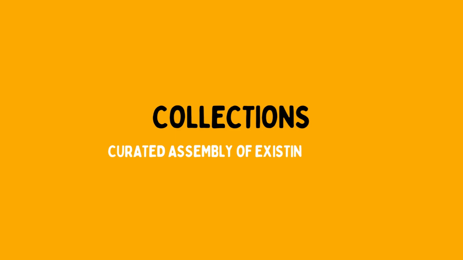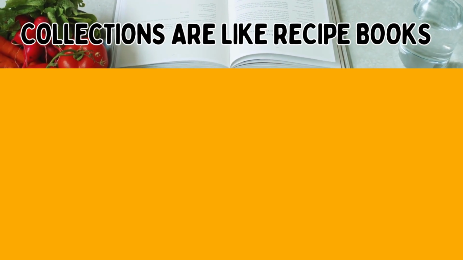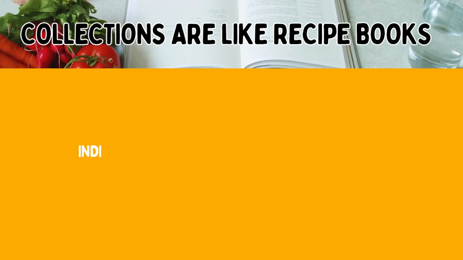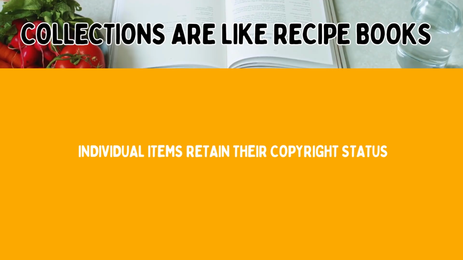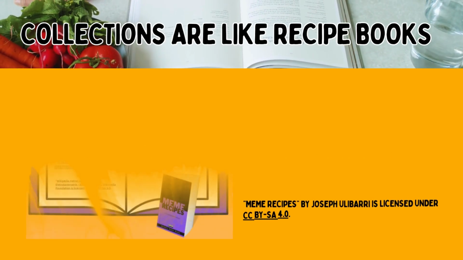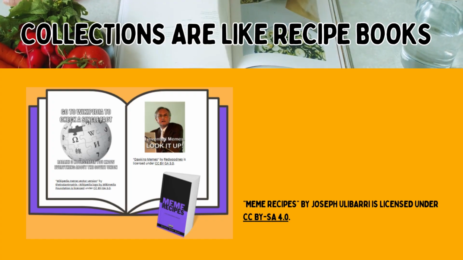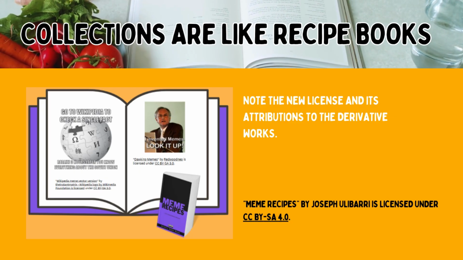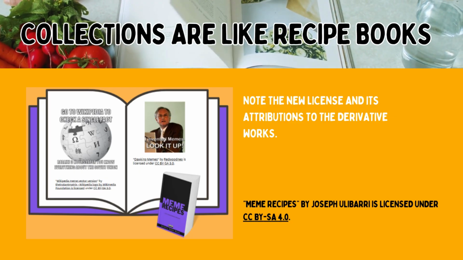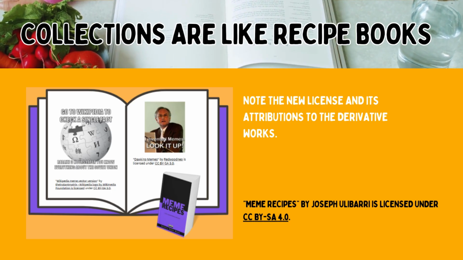A collection is a curated assembly of existing works, often themed or topical. It's like a library or a recipe book, providing a concise way to share a group of Creative Commons licensed resources. So, how does a collection differ from a remix? Each item in a collection retains its original form and copyright status, governed by its specific Creative Commons license. Take a look at this collection called Meme Recipes. Notice how each work in the collection must provide attributions. The newly created work earns its own license as a collection. However, the new license applies only to this new arrangement, not the individual works displayed within the collection.